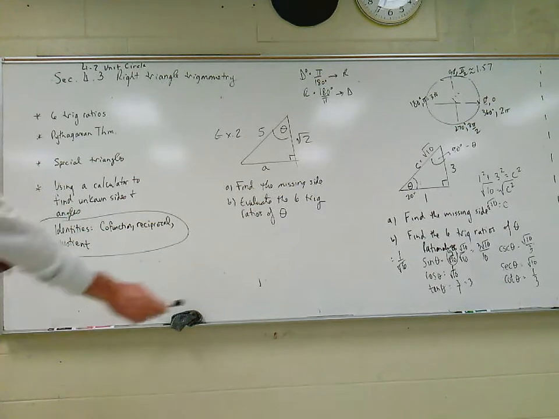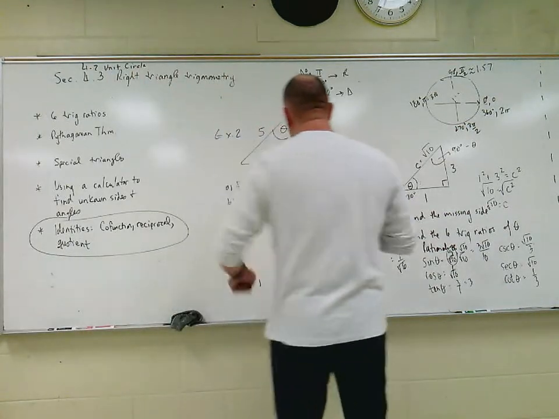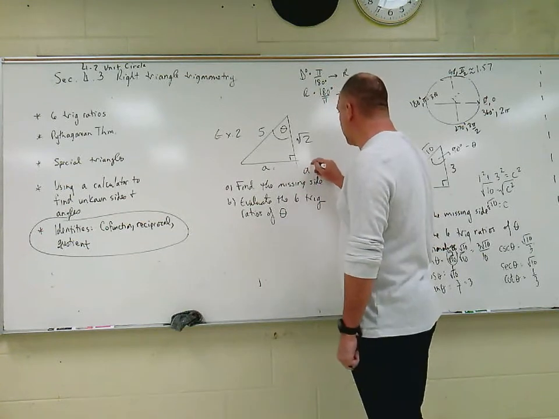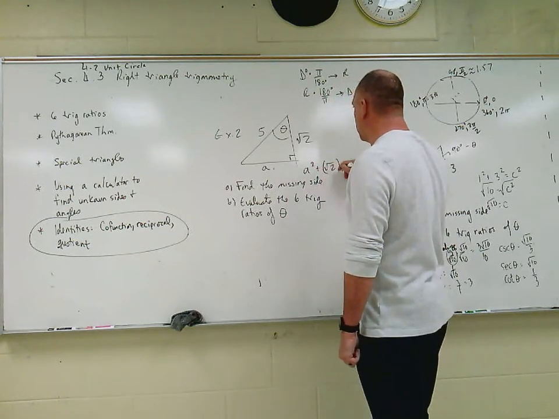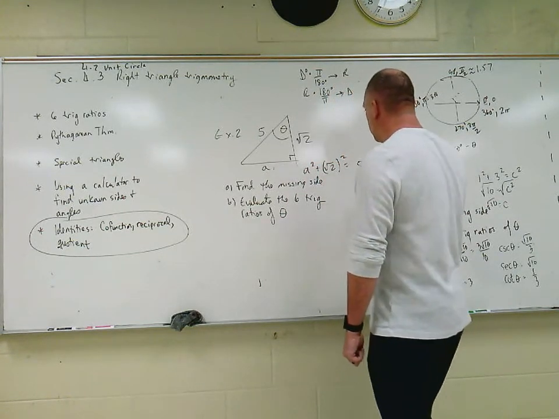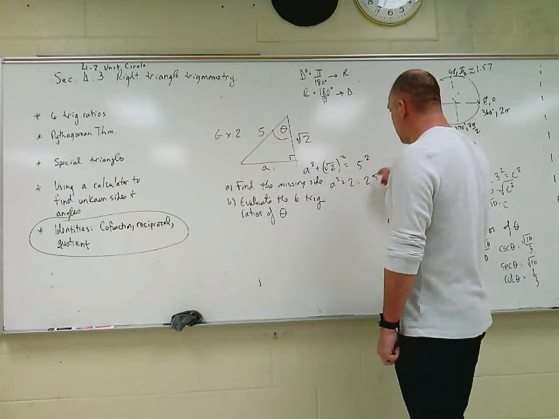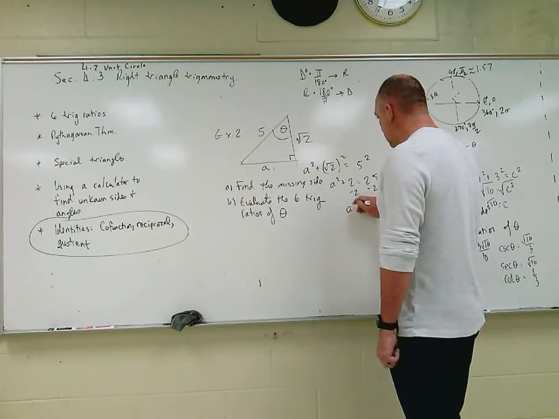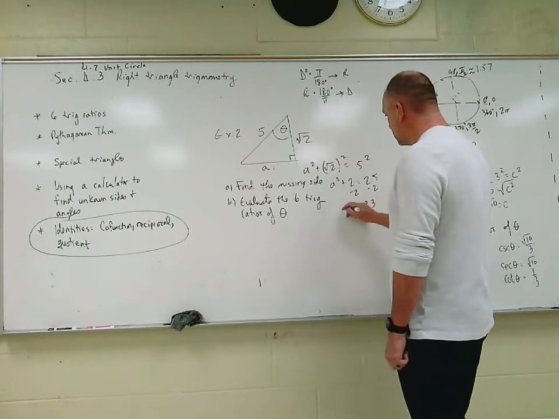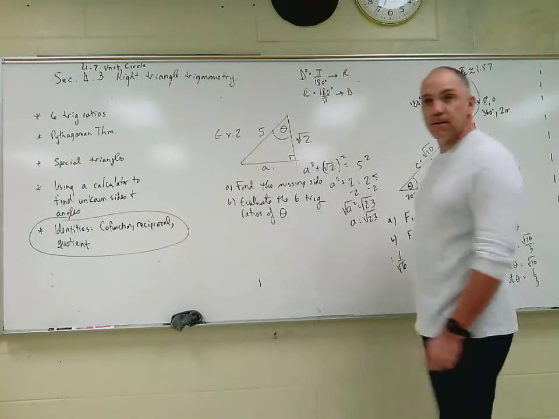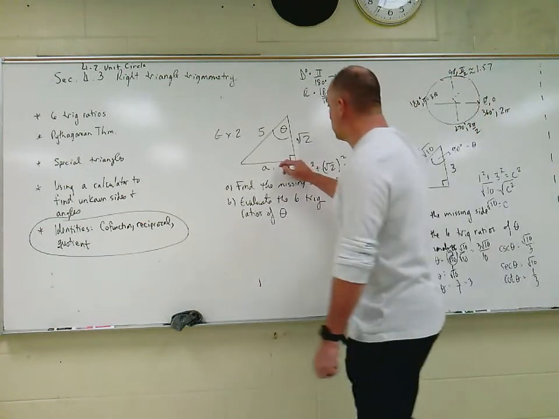Okay, so let's look at this. We'll do this one. So let's see, side A. I'm going to do a squared plus square root of 2 squared is 5 squared. So a squared plus 2 is 25, subtract 2, so a squared is 23. If I take the square root of both sides, a is the square root of 23. Okay, so you should have got square root of 23.